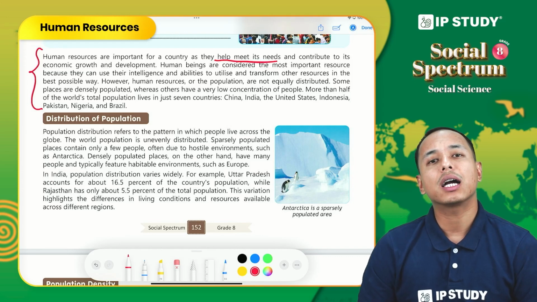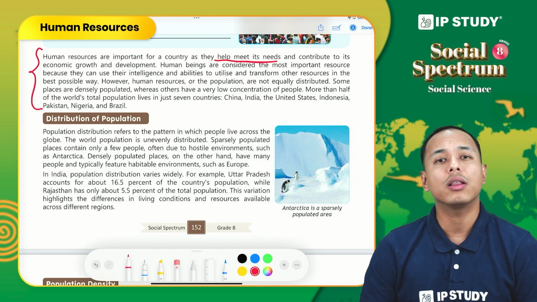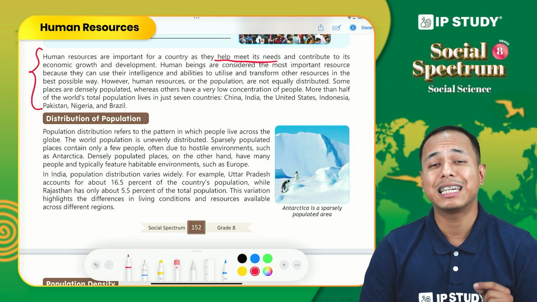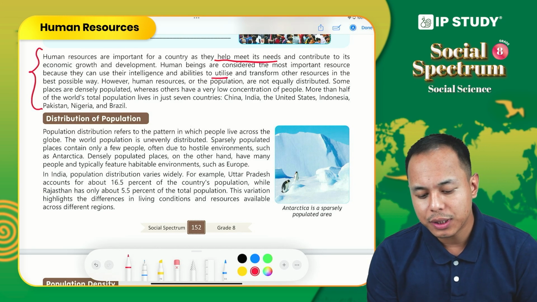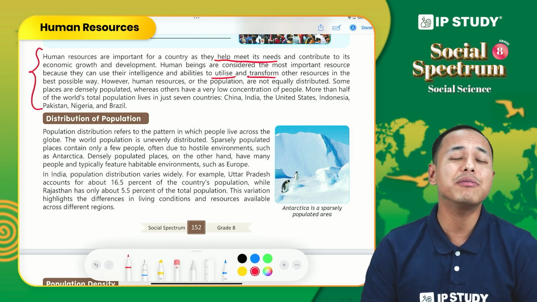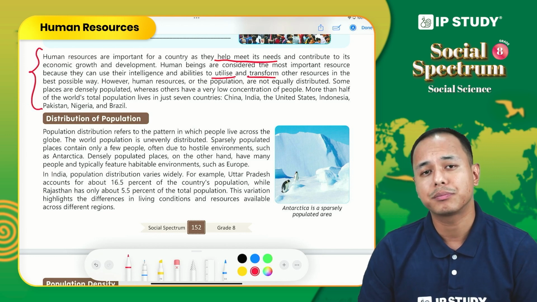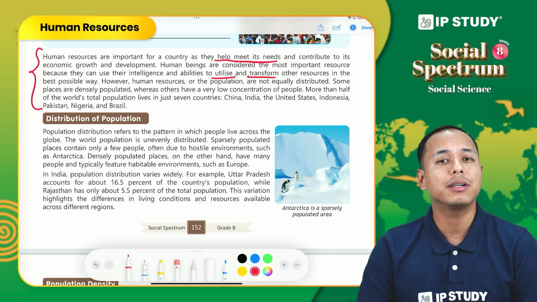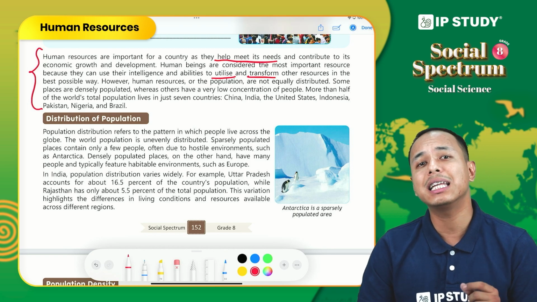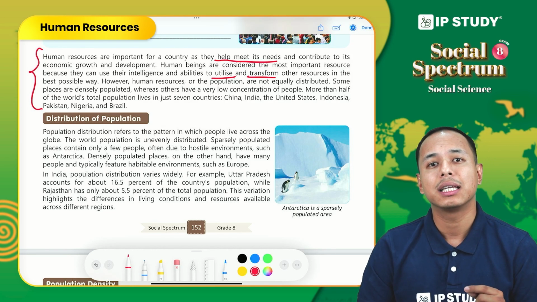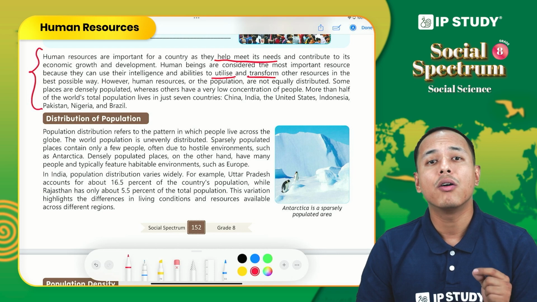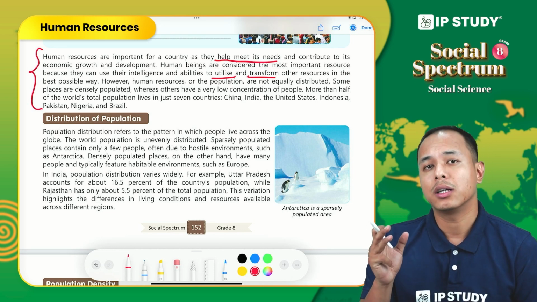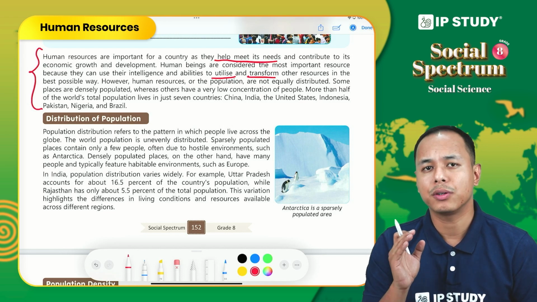Also, human resources are considered the most important resource among all the resources, because it is the human, with their knowledge, skills and abilities, who utilizes and transforms other resources in the best possible way. For example, today we have iron and steel, but is that iron and steel directly available in nature? No, it is the human with their skill, abilities and knowledge who extracted that metal from iron ore and utilized it. So it is the human who transforms other resources and makes best use of them.